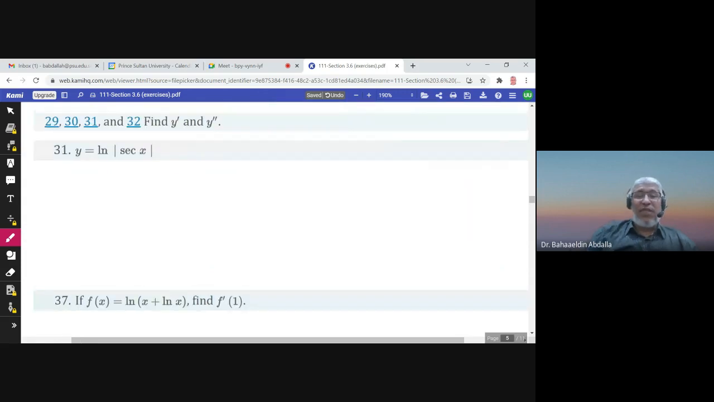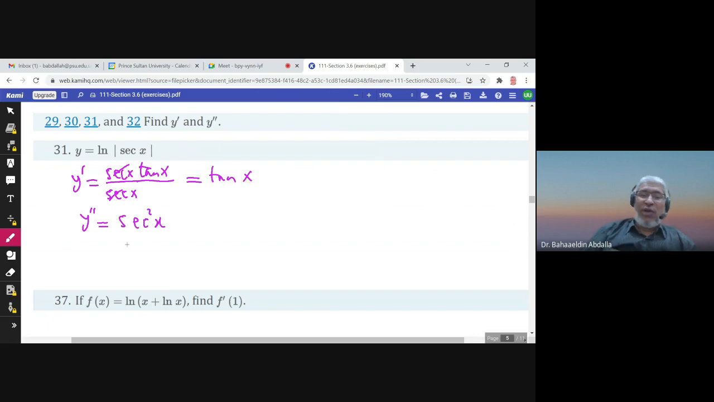Here find the first and the second derivative. Well, the first derivative is 1 over secant x times the derivative of secant x, which is secant x tan x. And secant cancels with secant, so the first derivative is tan x. The second derivative, derivative of tan, is secant square x.